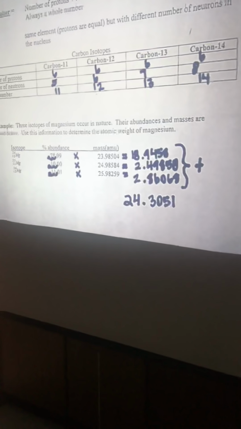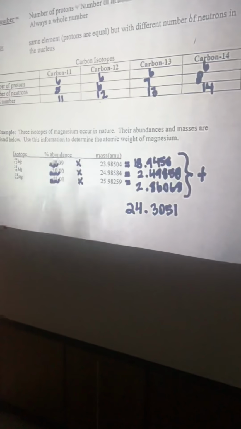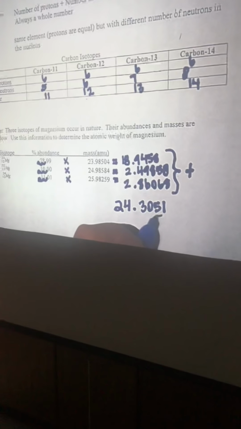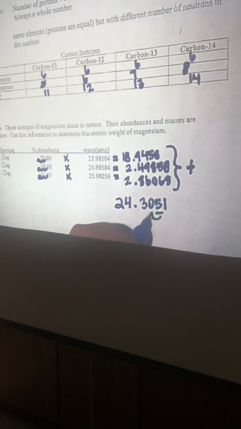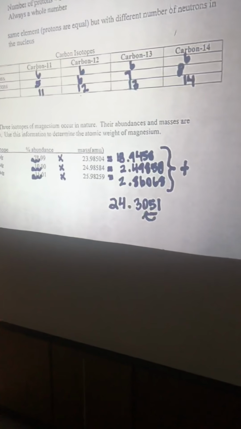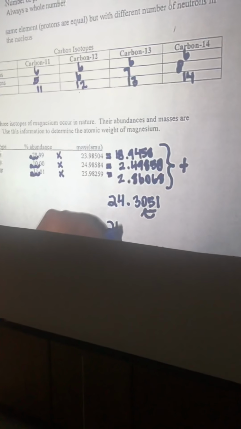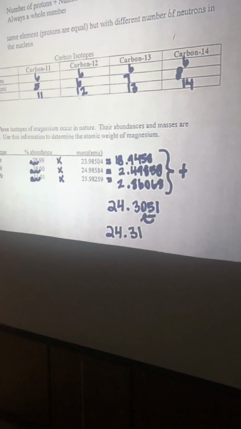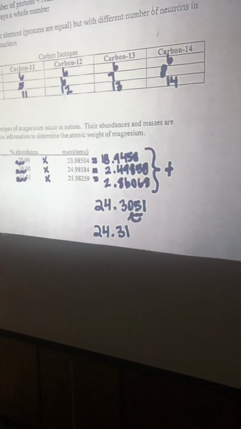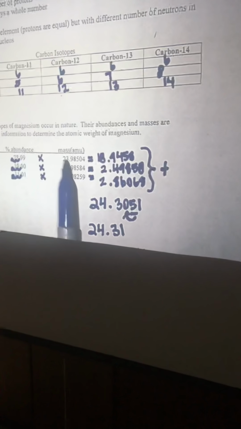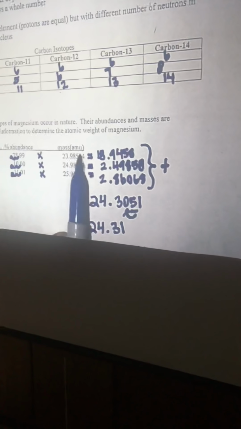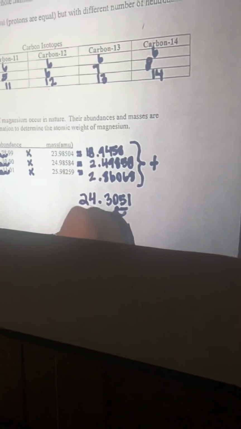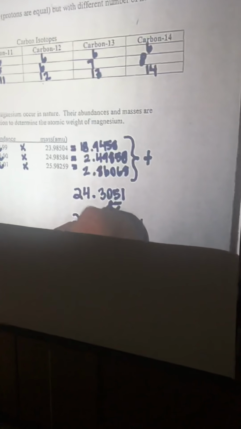The only thing I'm going to do over here is round my answer. We're going to round to 2 digits after the decimal. So I'm going to look at the 5, because it's a 5, the 0 is going to turn up by 1, and my final answer is 24.31. The only thing I'm going to add is my unit, and look over here, masses are measured in AMU, atomic mass unit. So that's it for calculations.